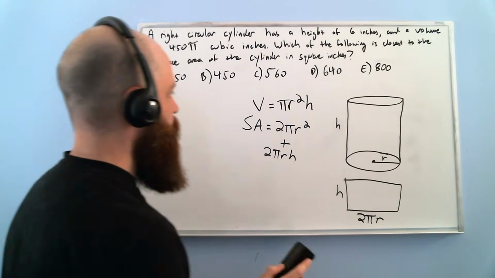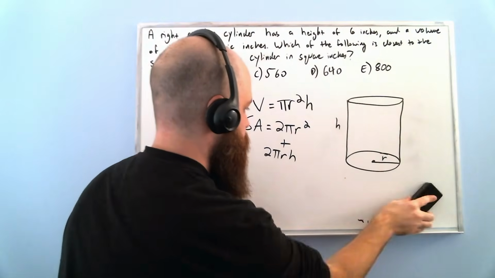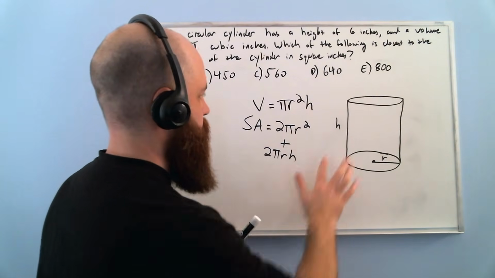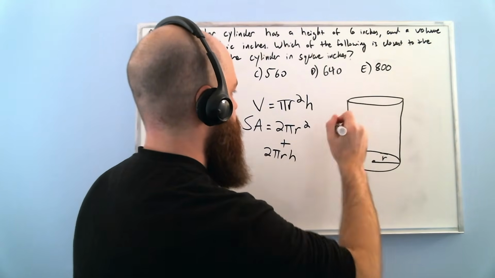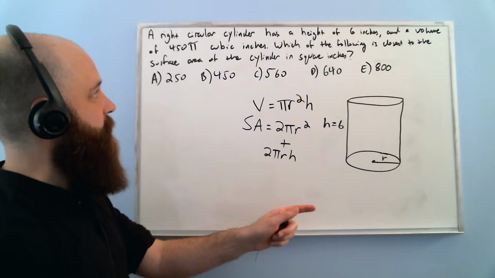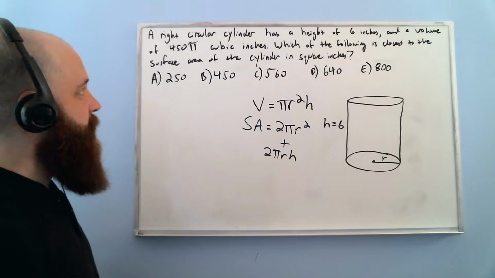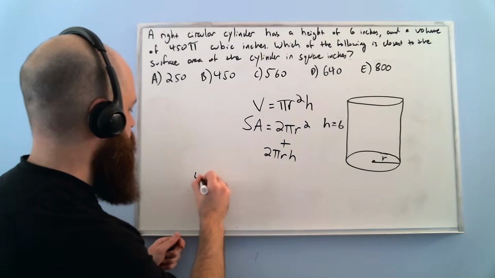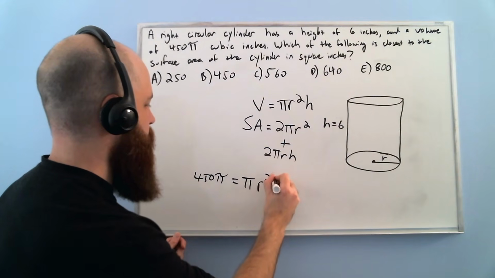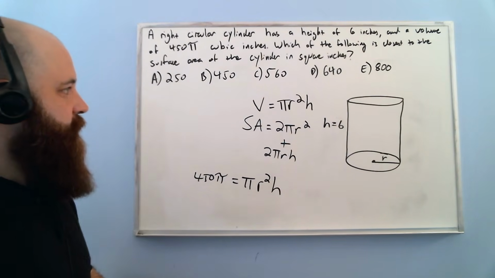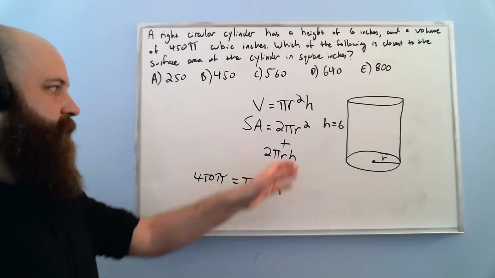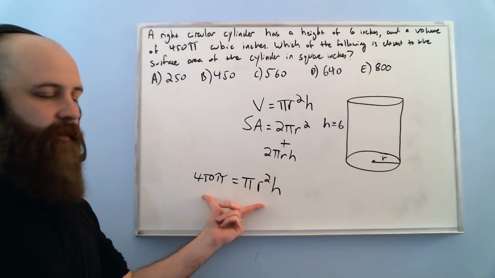Okay, so let's see if these formulas will help us calculate what we want here. We're told that the height is equal to 6. That's up and down, 6. We're not told the radius directly, but we are told that the volume is 450 pi. So 450 pi is equal to pi r squared h. Now, to find the surface area, I need the height, which I've already got, and I need the radius. If I solve this equation, I'll get the radius.